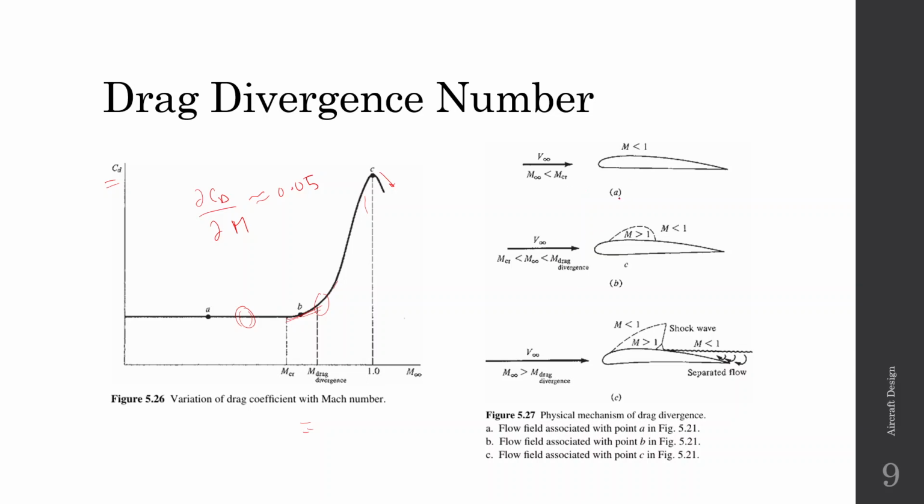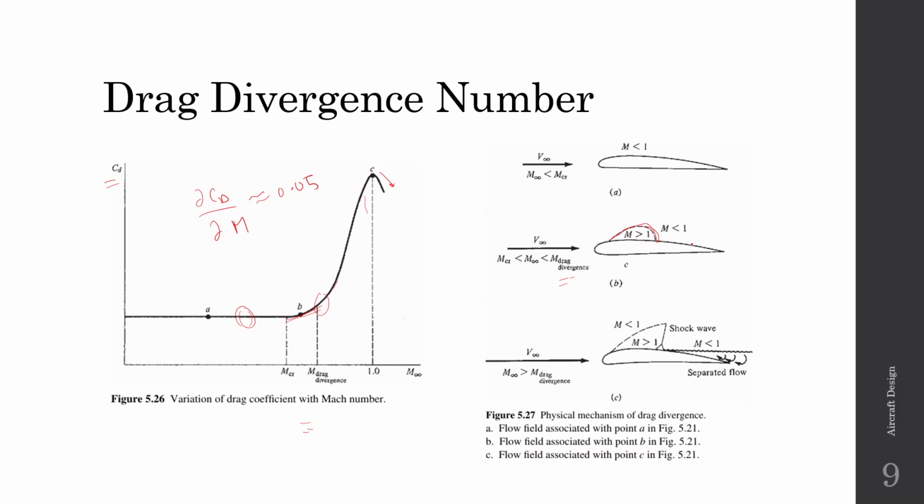Now over here there is a diagram showing what happens for different cases of free stream velocity. So if your free stream velocity is less than the critical Mach number, then the flow along the entire airfoil is subsonic. Now if your free stream velocity is more than the critical Mach number but less than the drag divergence number, then there is a local bubble of supersonic flow.